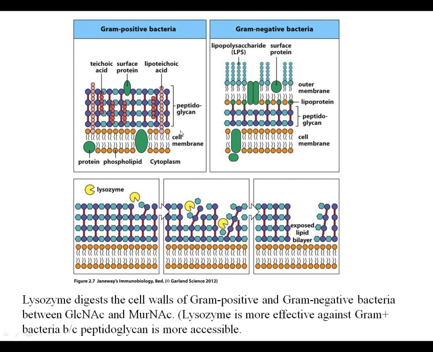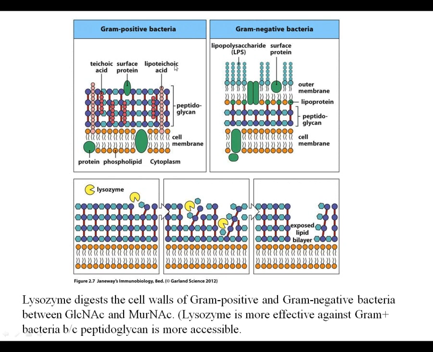So here the peptidoglycan is shown by these purple circles, and these teal hexagons. The lysozyme actually targets between these two components, which are called N-acetylglucosamine, which are the turquoise hexagons, and the N-acetylmuramic acid, which are the purple circles. So the lysozyme actually goes in between these and is able to digest it, exposing the lipid bilayer, making that bacteria more vulnerable to cell death.